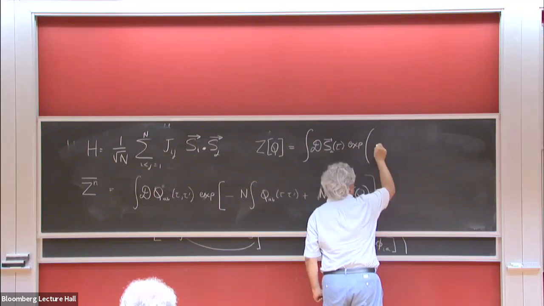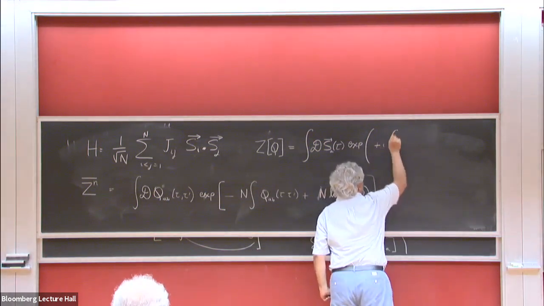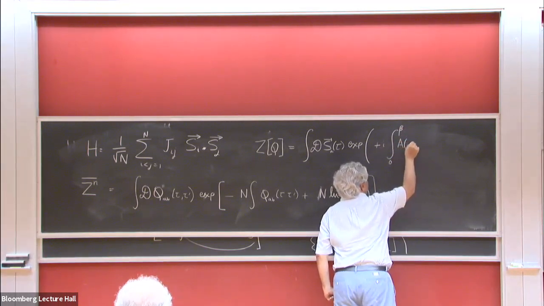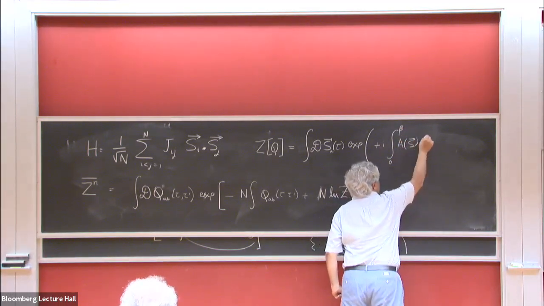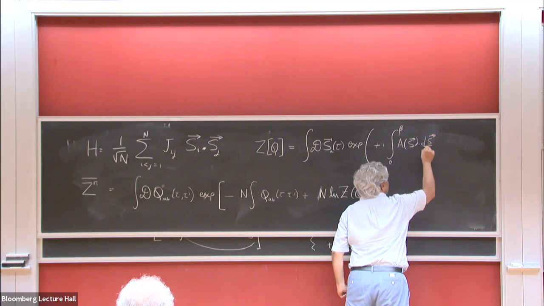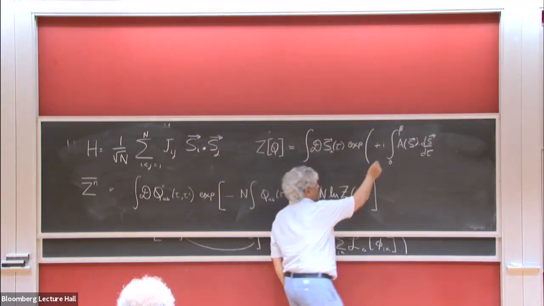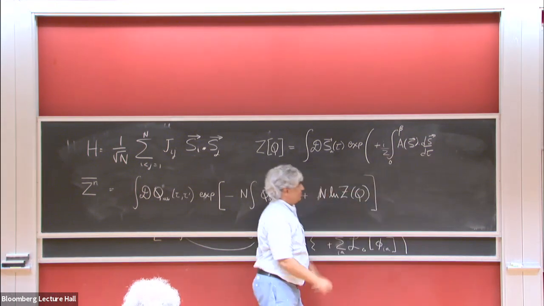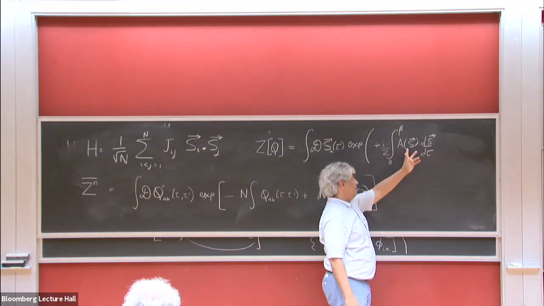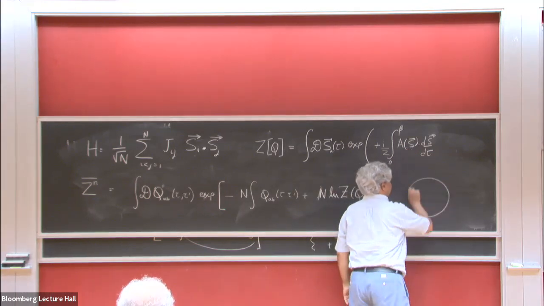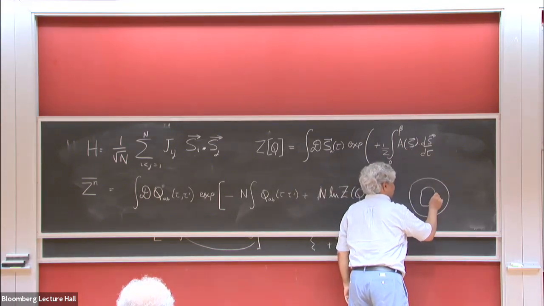And now there's a Berry phase term, i integral 0 to beta, A of S, dS d tau. This just measures the i over 2. So A of S is the vector potential of a Dirac monopole. S is on the unit sphere. So S is precessing on the unit sphere.